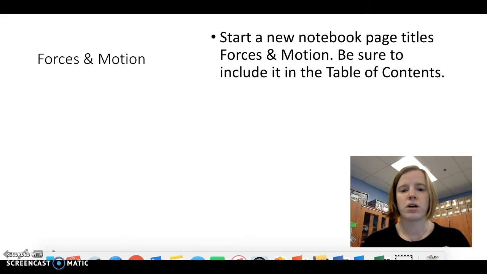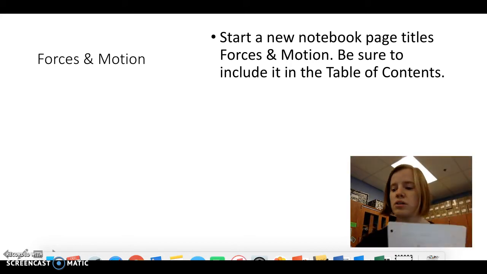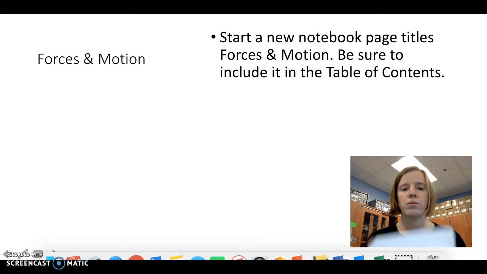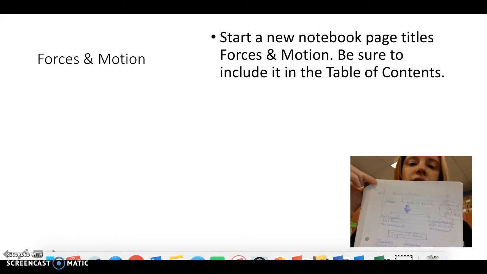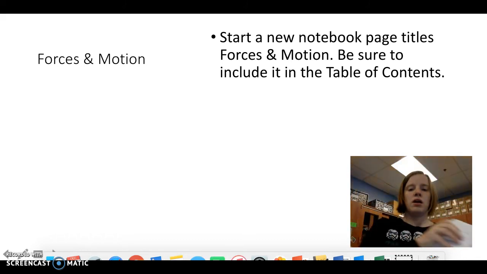So the first thing we're going to do is start a new notebook page, title it Forces in Motion. Make sure you're adding it to the table of contents. I did do a notebook page here, so you can kind of follow along with what I did today. Forces in Motion, we're on page 19. Today is the 1st of December.